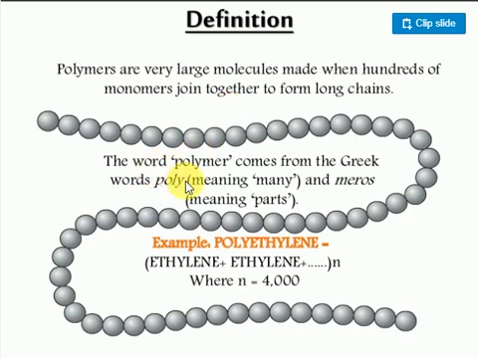Generally, the word polymer comes from two words. Poly means many. Mers means units. Just consider this is a polymer, a large number of molecules. This polymer contains these units. This one ball is called a monomer. Small monomers are joined together, they form a large chain called a polymer.